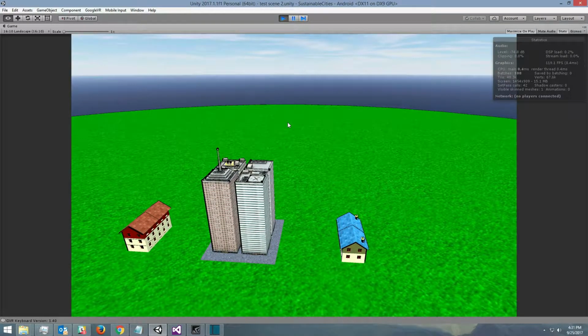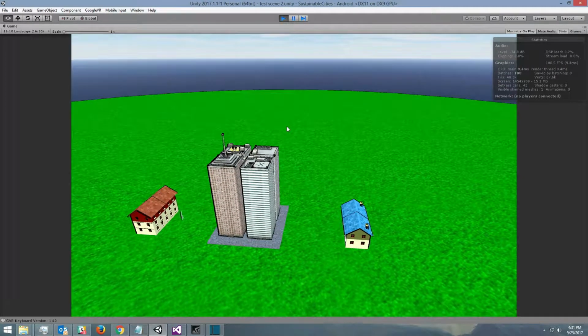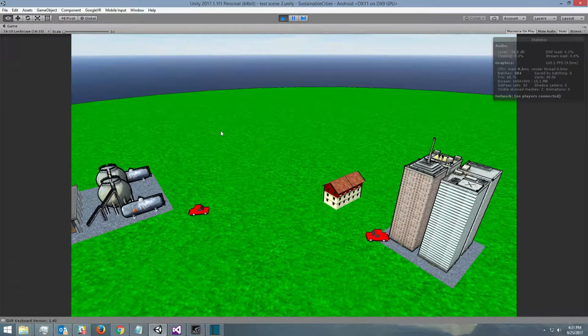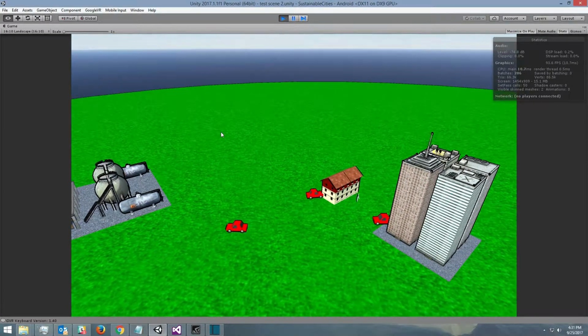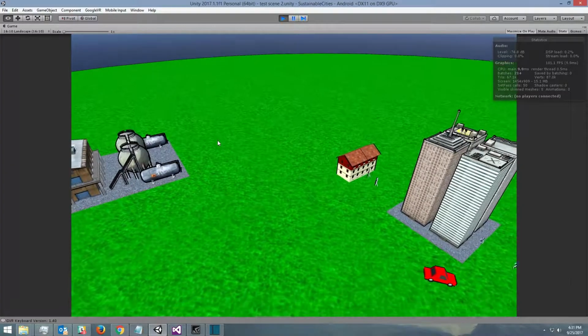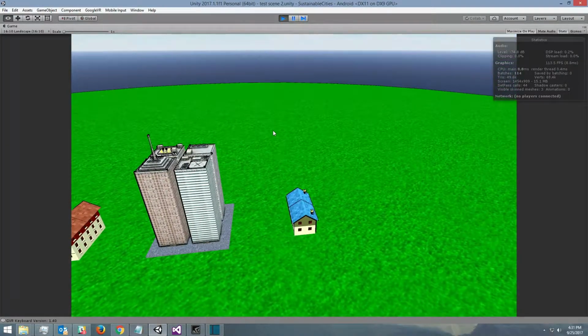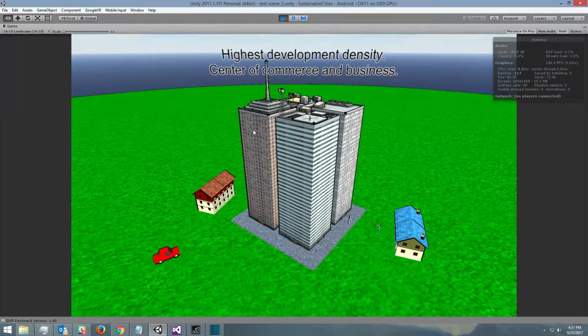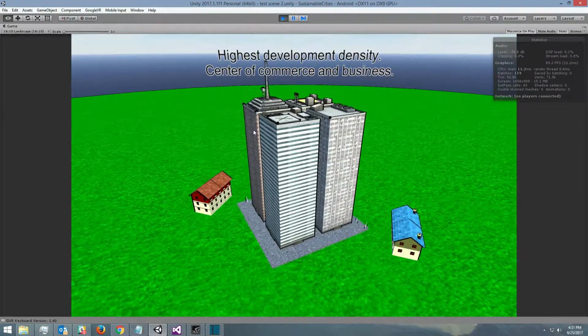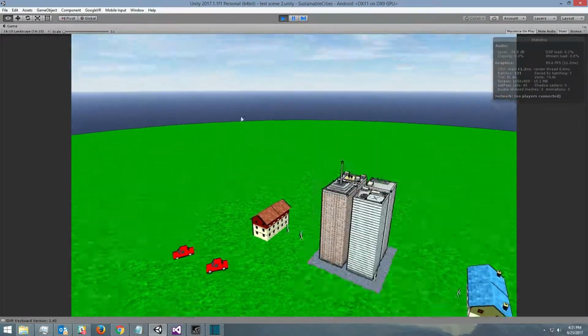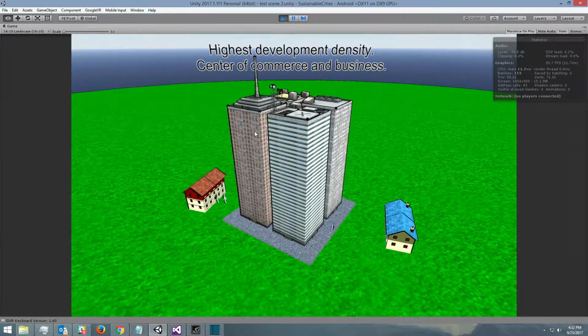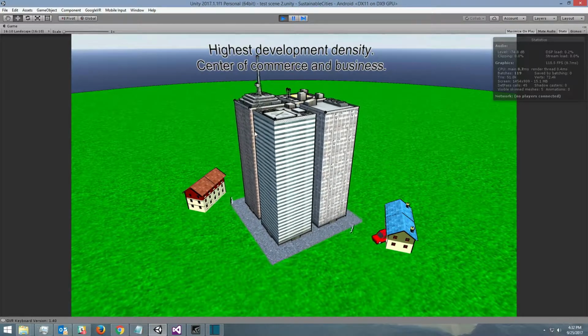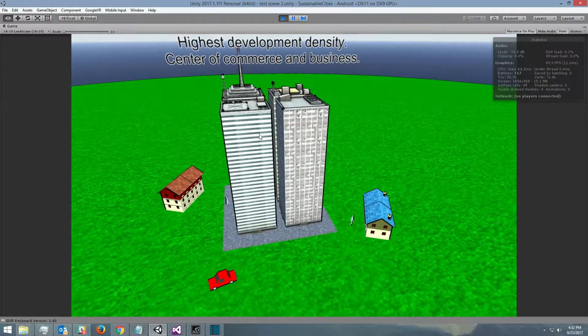Okay, this is my urban planning simulation designed to demonstrate the effect of residential placement on transportation. So we have in the center here a couple skyscrapers. This represents the center of the city, and when you gaze at it, it grows and spins, and you read some text about it.